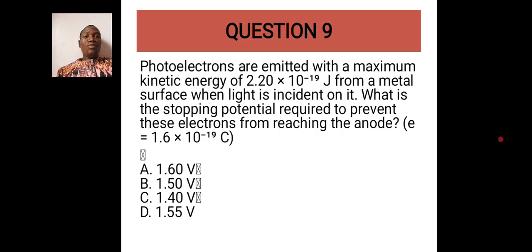Observe that two things are given to us here: the maximum kinetic energy, and then we have our stopping potential given to us, e.